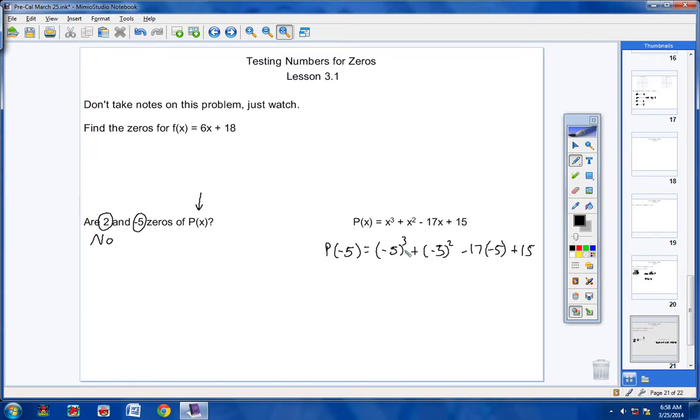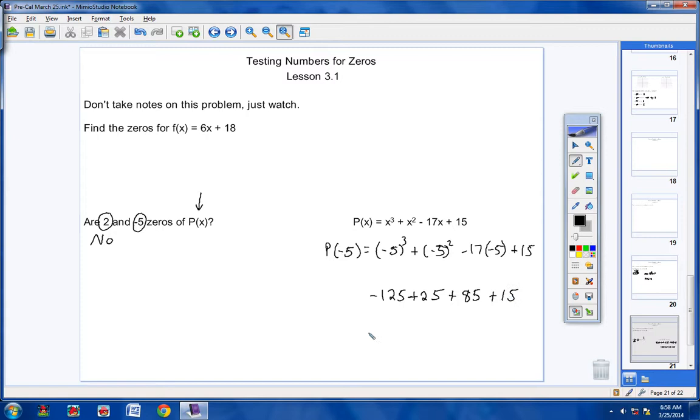Negative 5 to the third power is going to be negative 125. Negative, negative, negative is a negative, and 5 times 5 times 5 is 125. And then here we have a negative 5 squared. So a negative 5 times a negative 5 is 25, and there's a positive sign out front, and a positive times a positive is a positive 25. Now we have a negative times a negative, that's going to be a positive, and that's going to be 85, 17 times 5. And then bring down your positive 15.